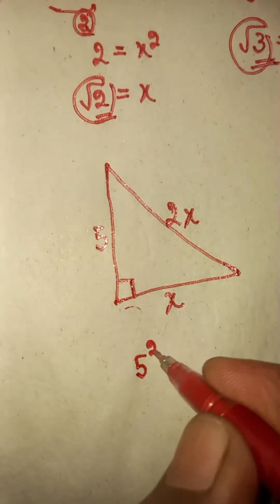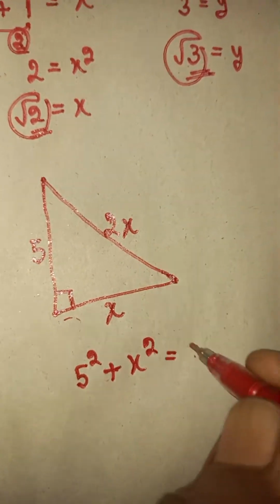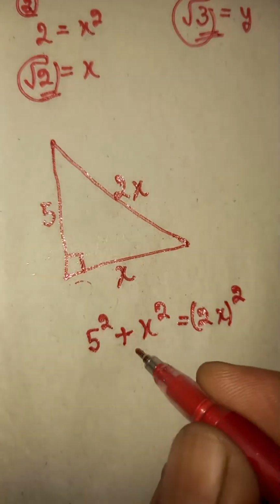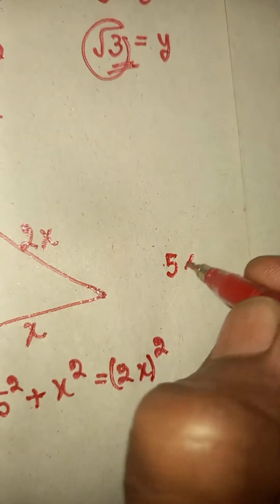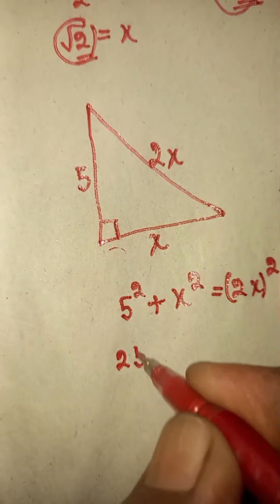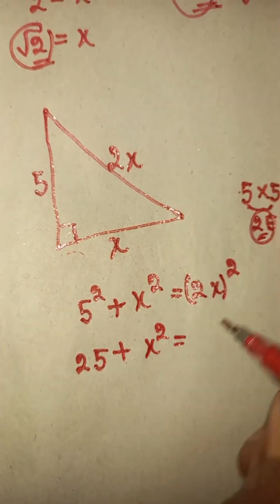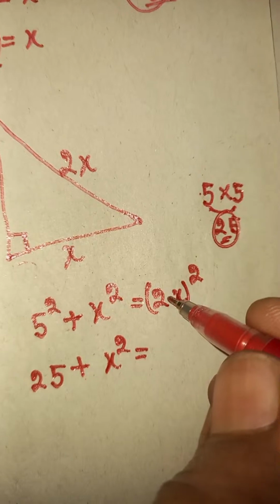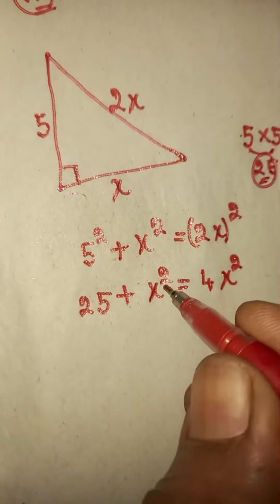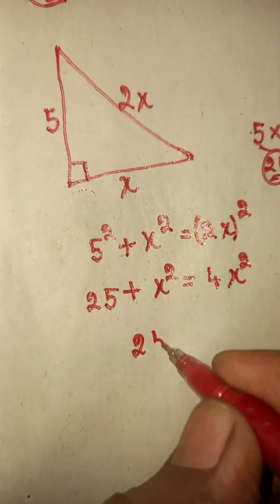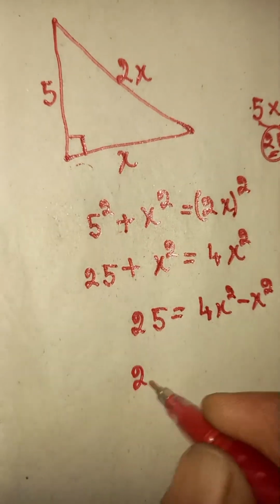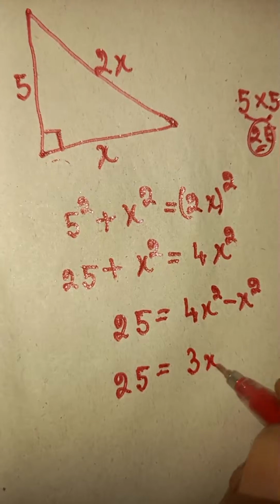5 square plus x square equals the hypotenuse squared, that is 2x whole square. Now 5 square means 5 times 5, which is 25. So 25 plus x square equals (2x) square. 2x square means 2 square is 4, and x times x is x square. Now this x square you can send to that side. 25 equals 4x square minus x square. You get 25 equals 3x square.